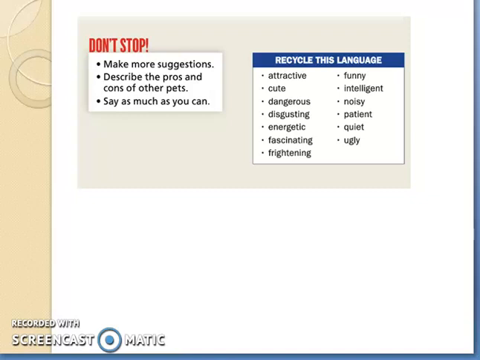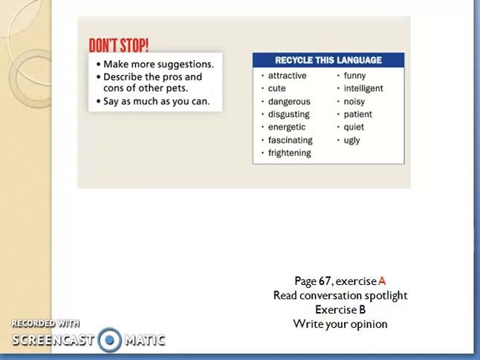You can check page 67. We have another conversation spotlight. Please read it carefully so that you are able to complete exercise C. Remember page 67, exercise A. I need you to read the conversation spotlight, and in exercise B, write your own opinion. All this activity, guys, remember, is in your textbook.